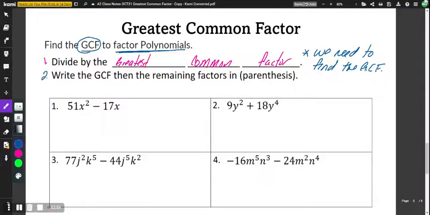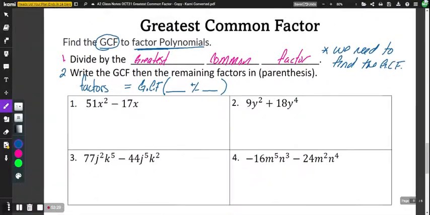And then the second step is we're going to write the GCF, then the remaining factors in parentheses. So what that means is once we find the GCF, we're going to write the GCF and then parentheses, and inside there are going to be some numbers here, plus or minus, and then something else here. That's the form that our factors are going to look like.